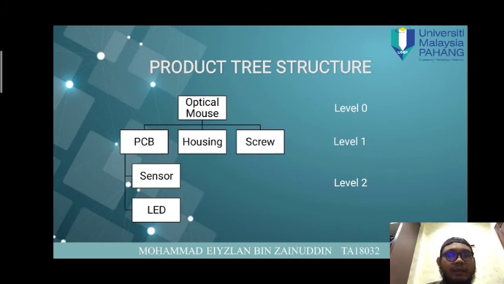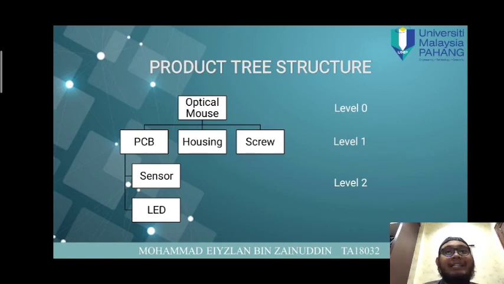So next, housing. Housing is a case that we put our PCB, sensor, LED into, and a screw to tighten it up. So level 2 is sensor. A sensor is a device that measures physical input from its environment and converts it into data that can be interpreted by either a human or machine. Most sensors are electronic, but some are simpler, such as a glass thermometer, which presents visual data.